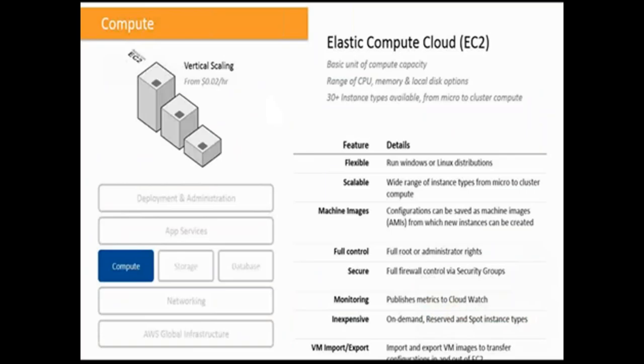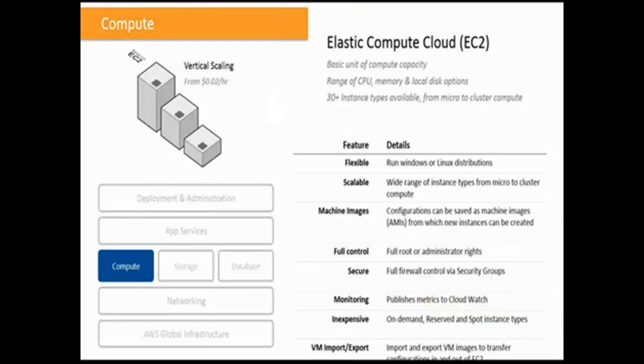The first one is called EC2. EC2 stands for Elastic Compute Cloud. So here you will be able to create virtual machines. Virtual machines are called instances in the cloud. And there are different kinds of instances that you can create based on your requirement.